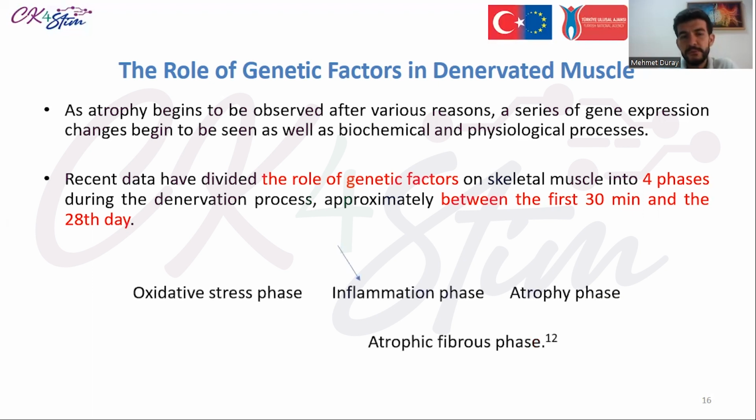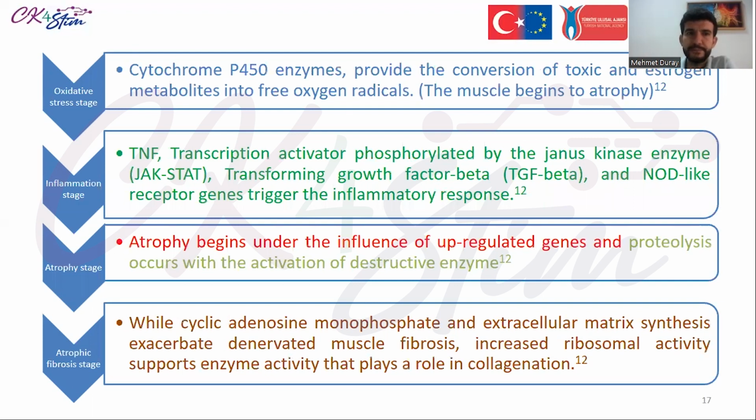The first phase is the oxidative stress phase, the second phase is the inflammation phase, the third phase is the atrophy phase, and the last phase is the atrophic fibrous phase. In the oxidative stress phase, Cytochrome P450 enzymes provide the conversion of toxic metabolites into peroxygen radicals, and this is responsible for the muscle atrophy.